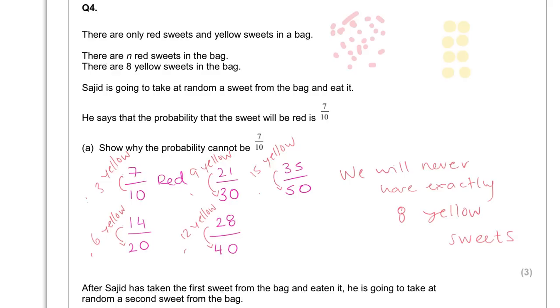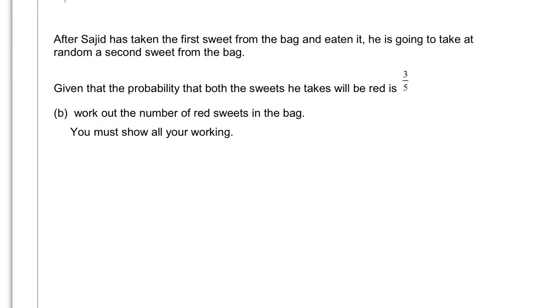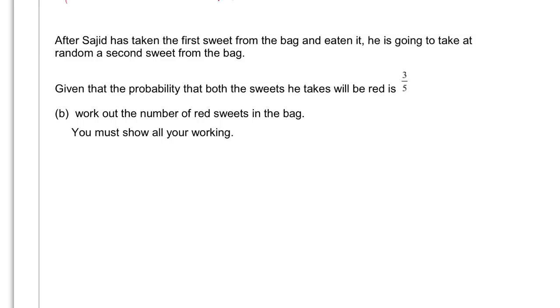I would say that was nice and easy, 3 marks for a bit of common sense. Okay, next one. So after Sajid has taken the first sweet from the bag and eaten it, he's going to take a random second sweet from the bag. Given that the probability that both the sweets he takes will be red is 3 over 5, work out the number of red sweets in the bag.